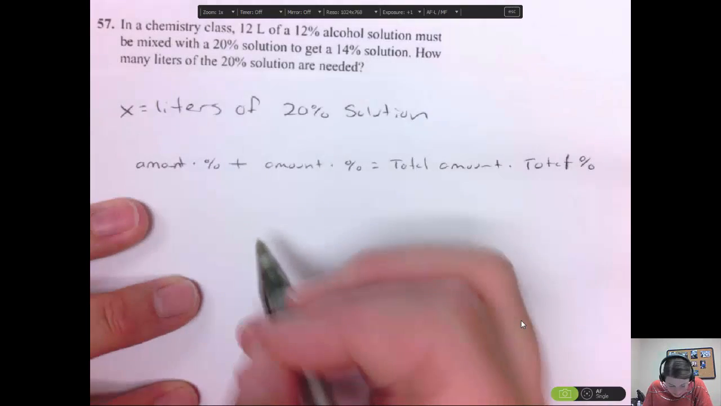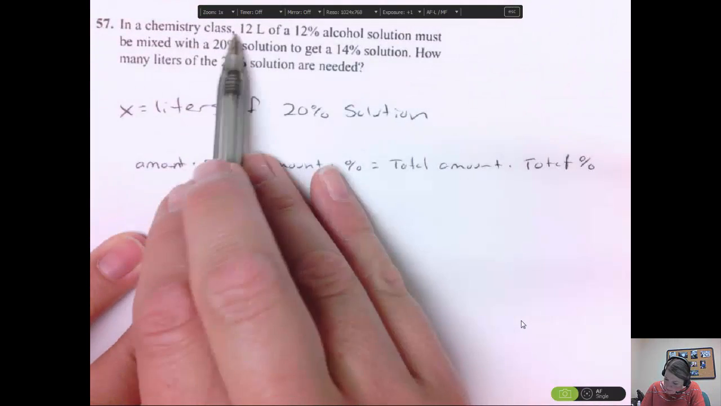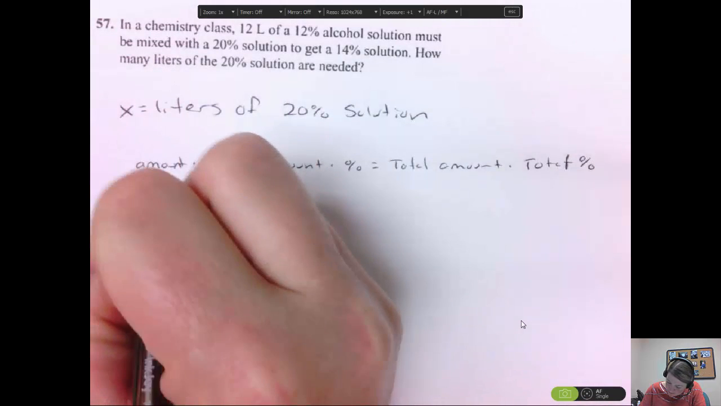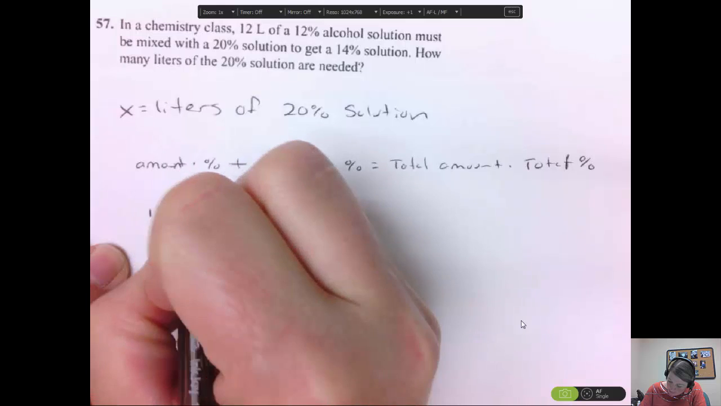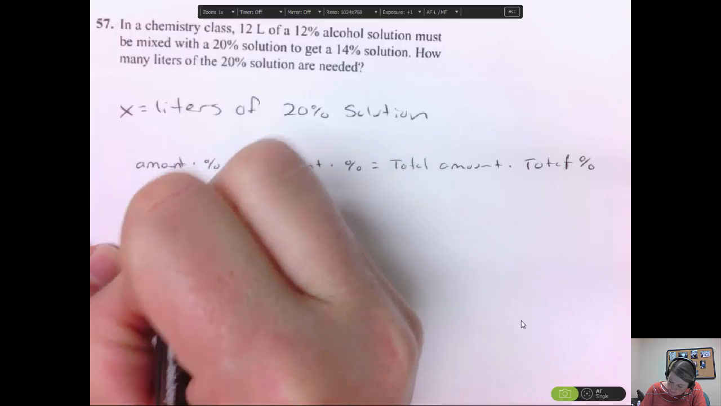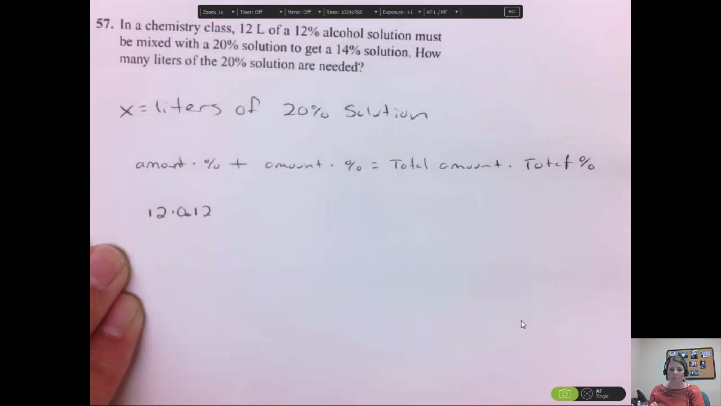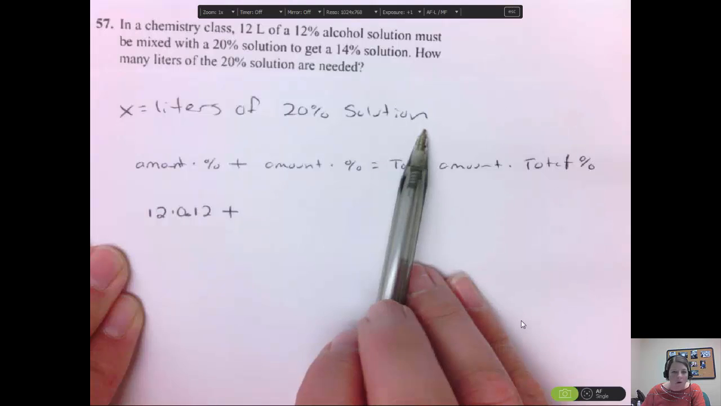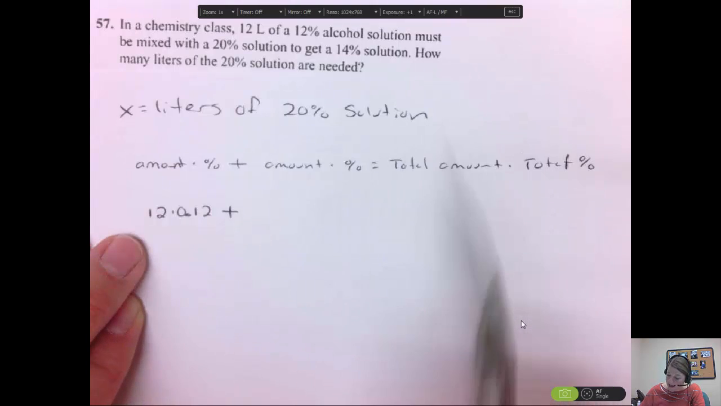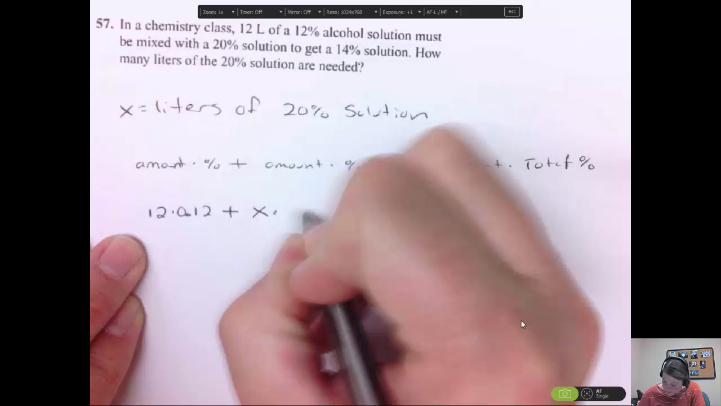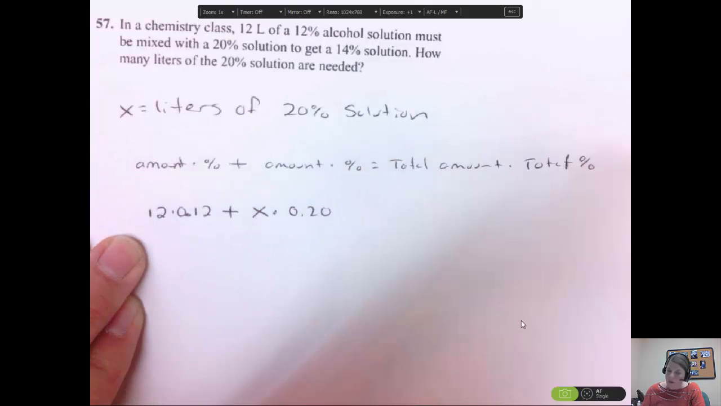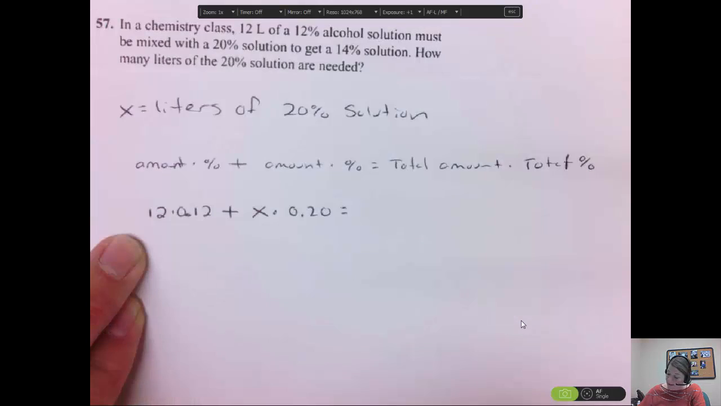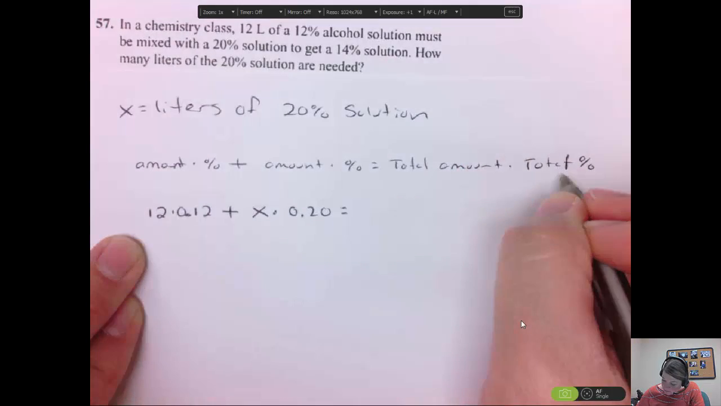So what are we mixing? Well, we're mixing 12 liters with 12%. So let's write that out. We would have 12 liters times 12%. Move your decimal 2 places, maybe I'll put the 0 in front so it looks prettier: 0.12. And I want to add that to the 20% solution, but I don't know how much of that solution I have. So it would be x times my 20%, which I made 0.20, and it has to equal my goal. Well, my goal is a 14% solution.